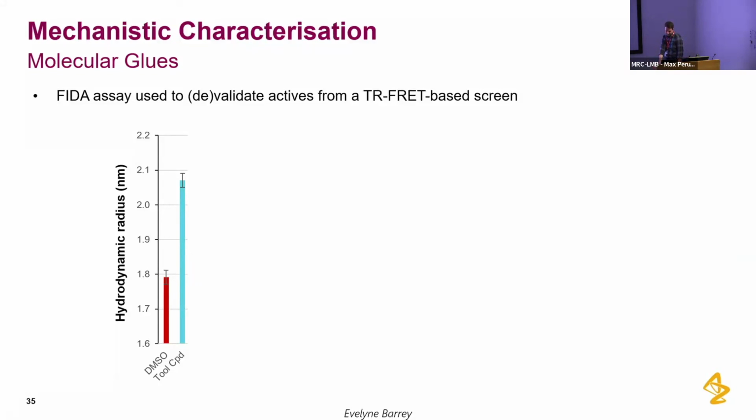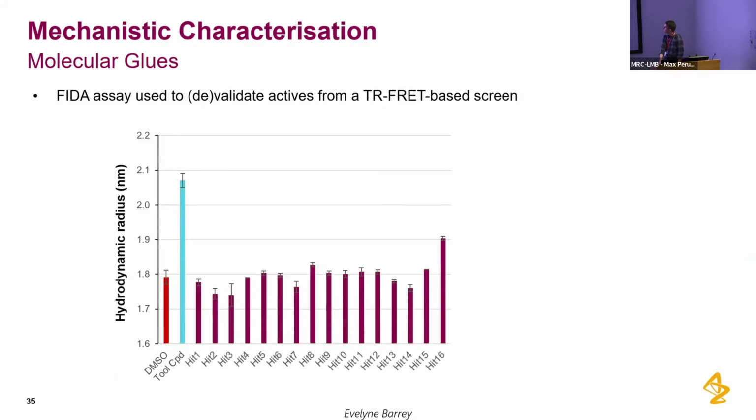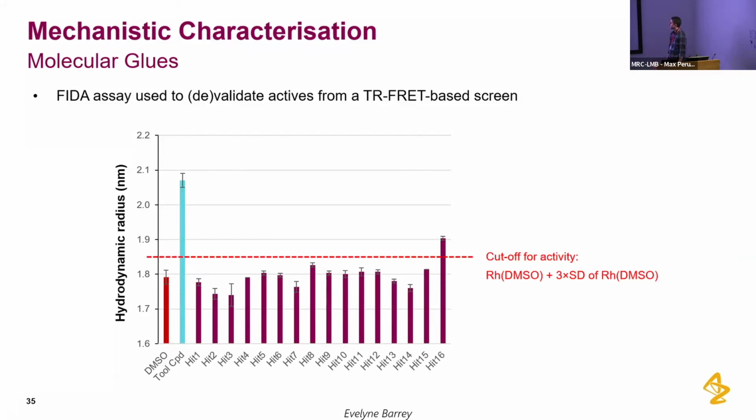But when we tested the hits from the FRET screen, we saw that actually none of them showed a significant increase in the hydrodynamic radius of the protein, with the exception of one compound on the end, which actually was a derivative of the tool compound. So it wasn't new chemistry, so ultimately wouldn't be useful for the project.